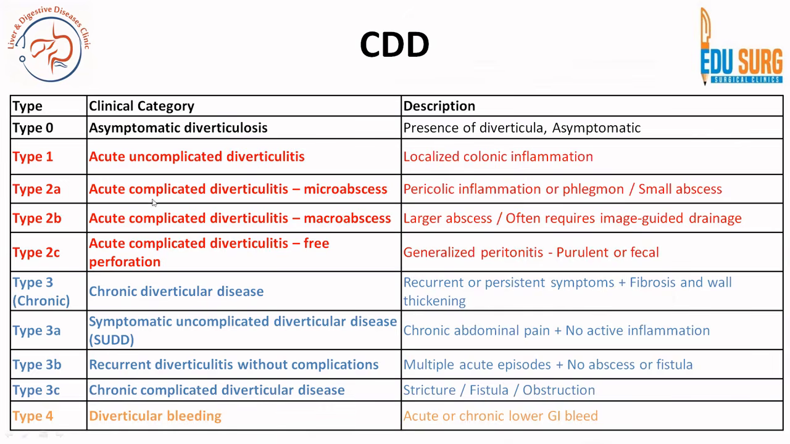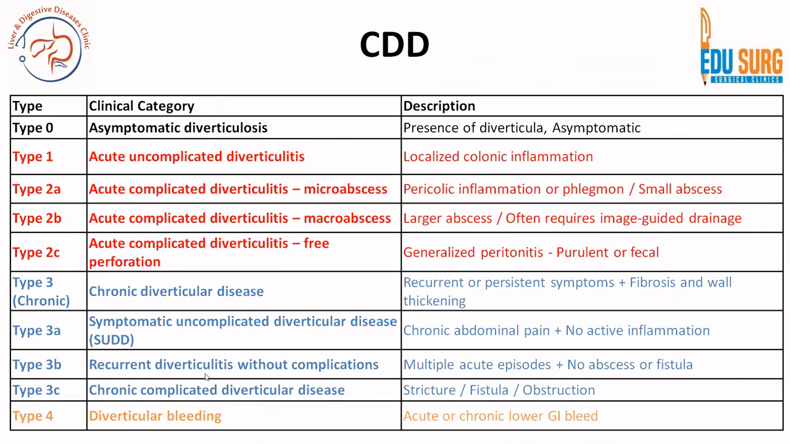So asymptomatic, acute. Then type 3 is chronic. So we already saw what is chronic. You can have chronic diverticular disease, which is not complicated and which is complicated and which is recurrent. So SUDD is symptomatic, uncomplicated diverticular disease, but it is chronic abdominal pain, no active inflammation. So this is type 3A. Recurrent diverticulitis is recurrent episodes but without complications. And type 3C is chronic complicated diverticular disease. Now we know what are the chronic complications. It is stricture, fistula, or obstruction.